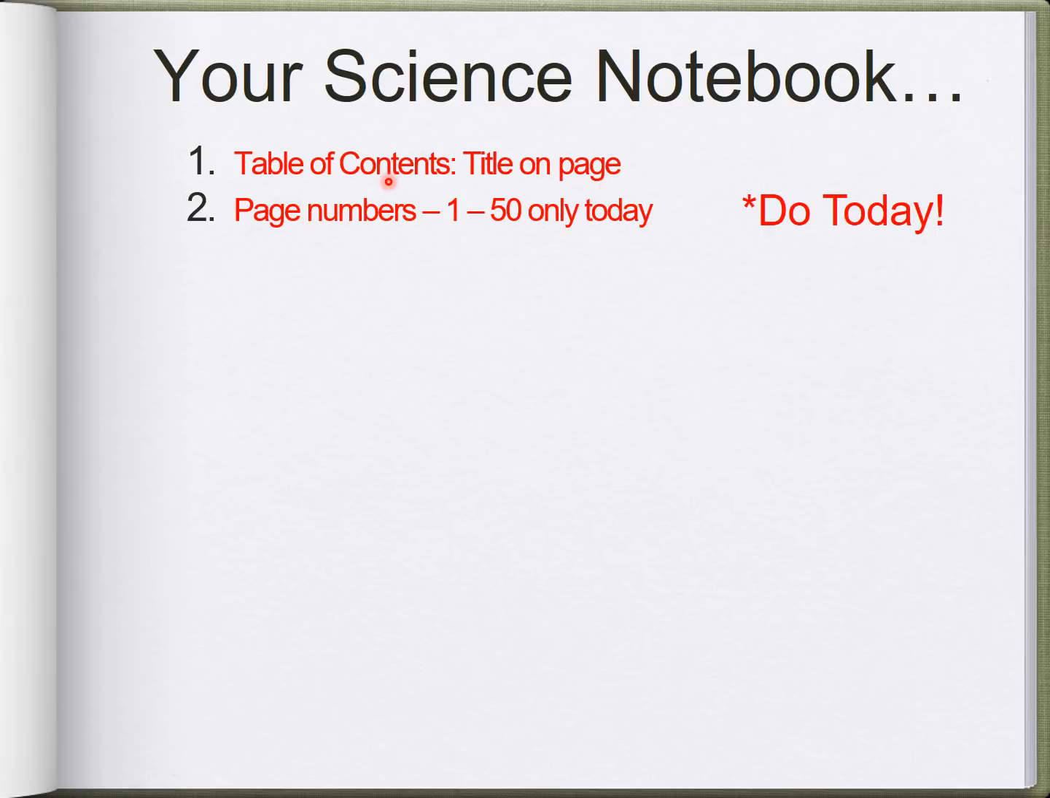Then number pages 1 to 50. Start on the first page on your table of contents and number all the way to 50, and just stop there. You can add more pages later after you get past 50.